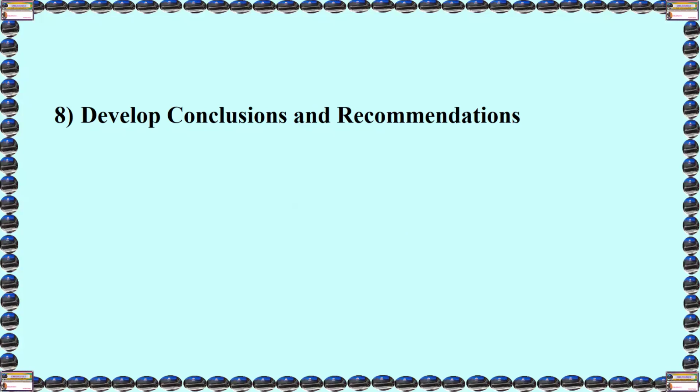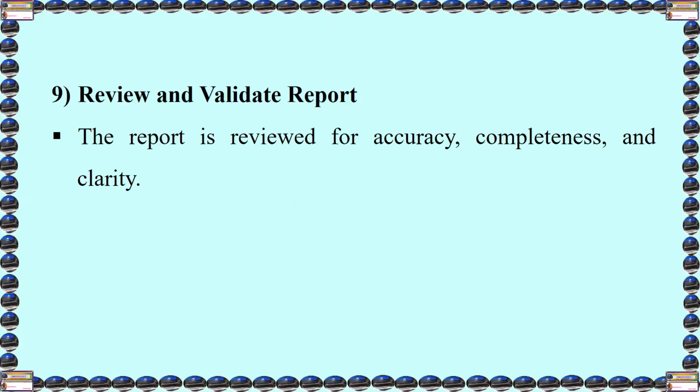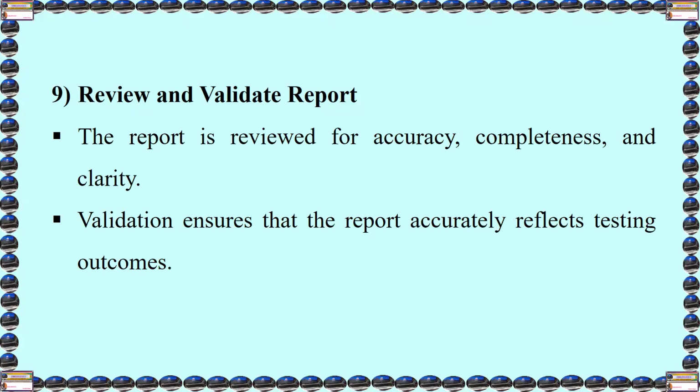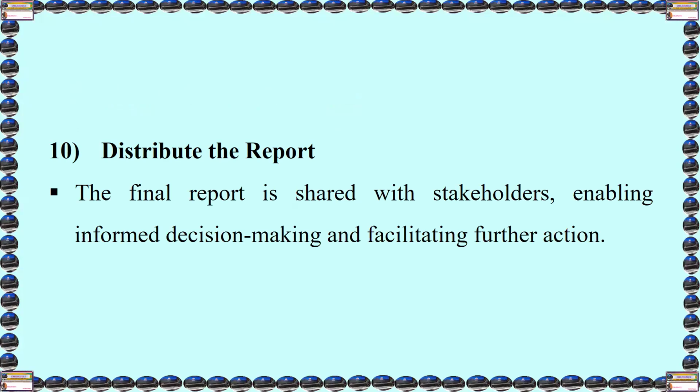Number 8 is developing conclusions and recommendations. Based on the analysis, conclusions are drawn and recommendations are made regarding system deployment or further testing. Number 9 is review and validate report. The report is reviewed for accuracy, completeness, and clarity. Validation ensures that the report accurately reflects testing outcomes. Number 10 is distribute the report. The final report is shared with the stakeholders, enabling informed decision-making and facilitating further action.